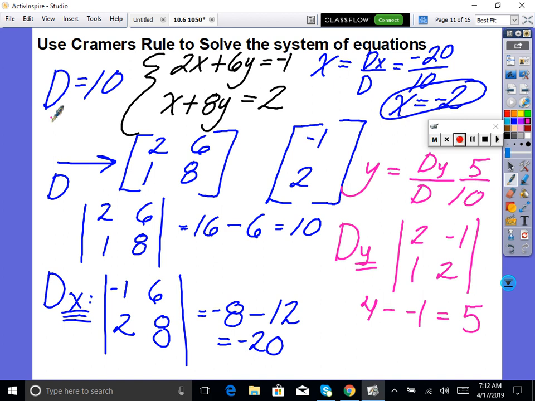So x is negative 2 and y is equal to 1/2. And we just solved using determinants. It's called Cramer's Rule. A mathematician named Cramer figured this out. So, last name Cramer.